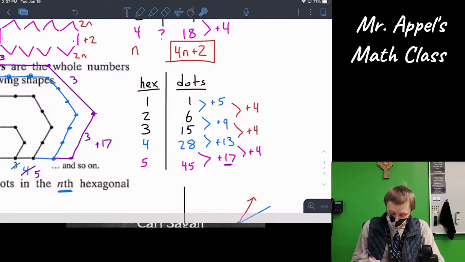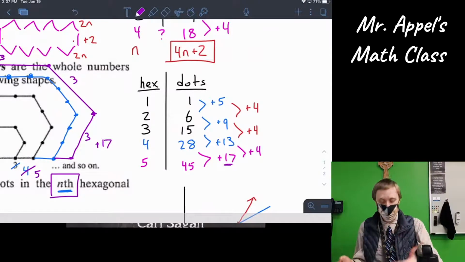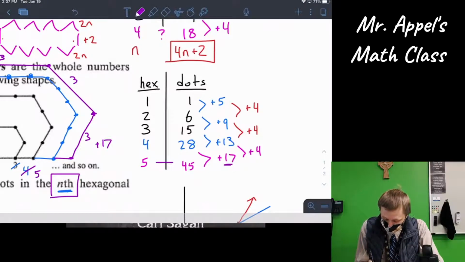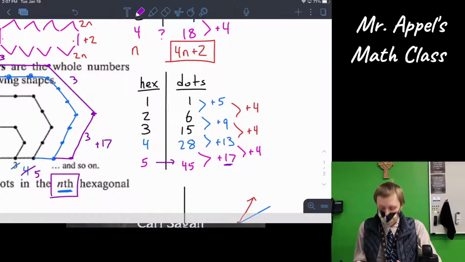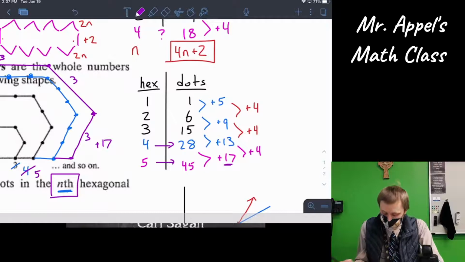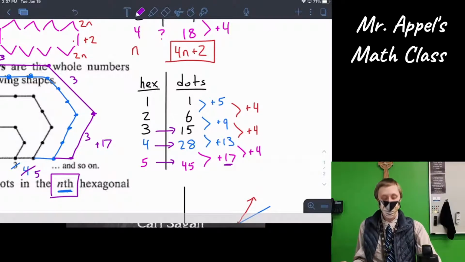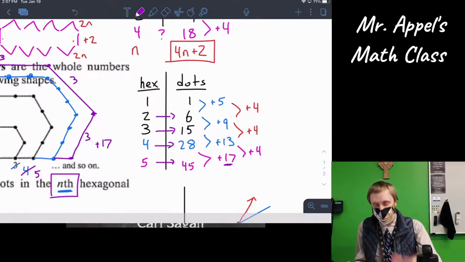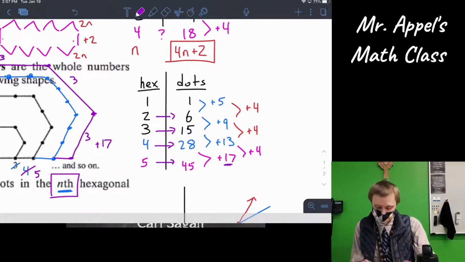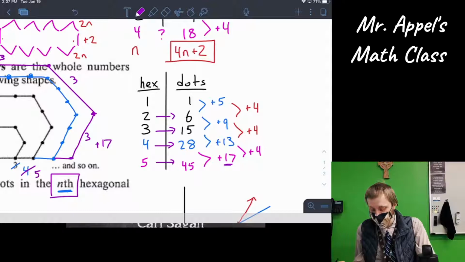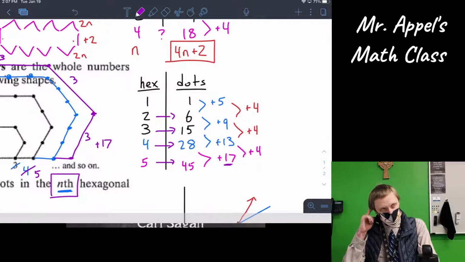Now the question is, how do we get to that nth bit? What's the general formula? How do I go from 5 straight to 45? How do I go from 4 straight to 28? How do I go from 3 straight to 15? Okay, 2 to 6. Always start with the simplest ones. Well, 1 to 1, it could be almost anything. That's almost too simple.